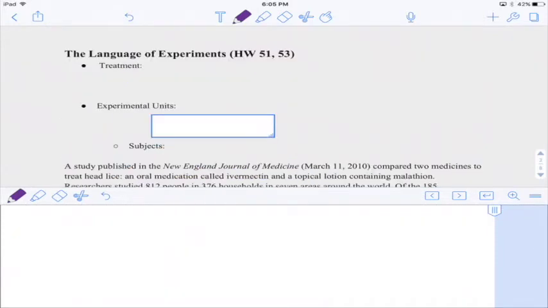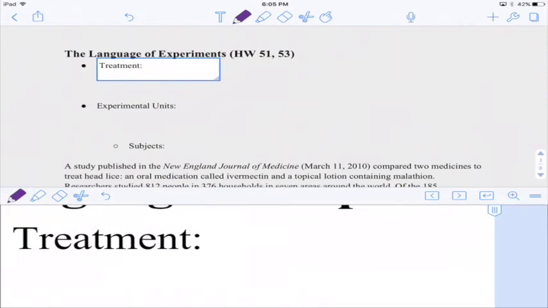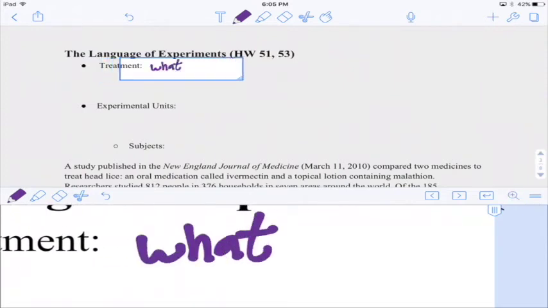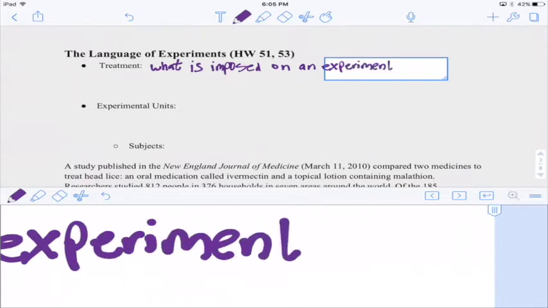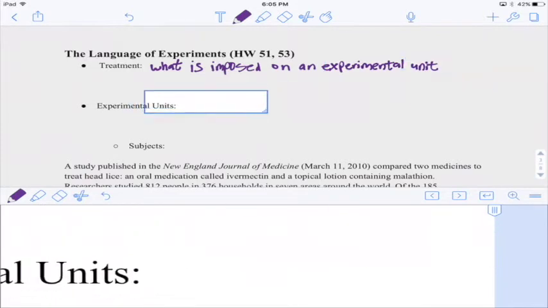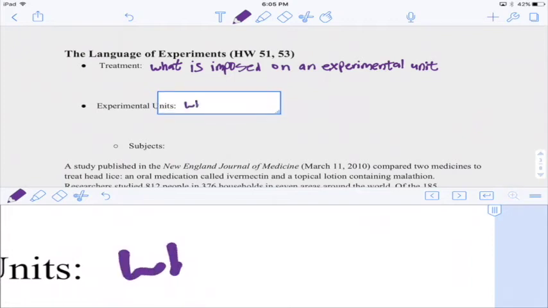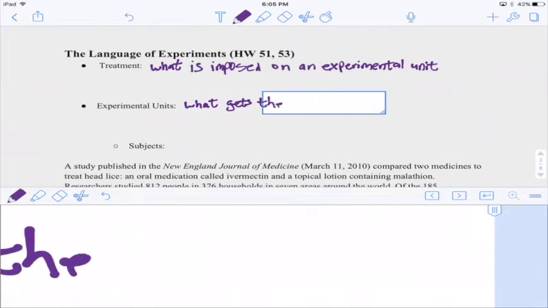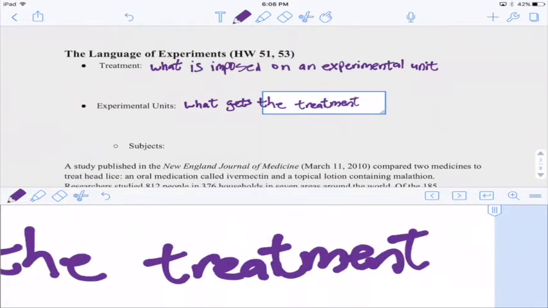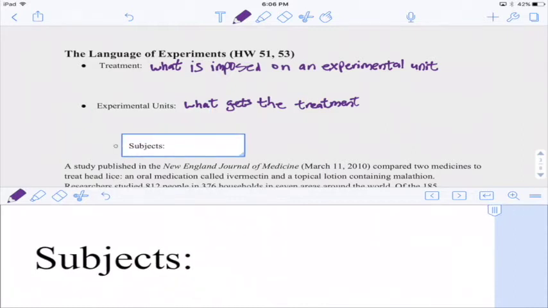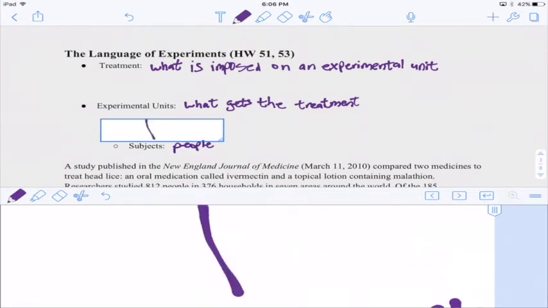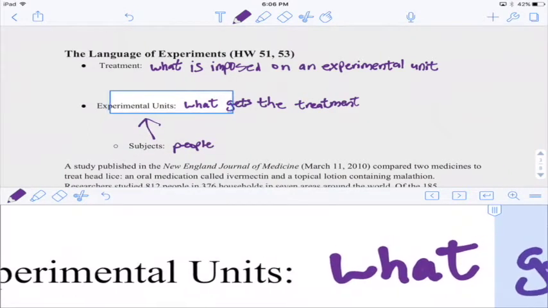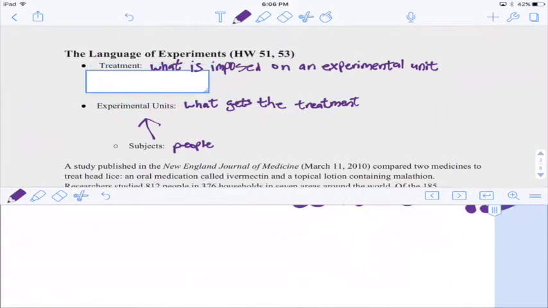So now we have the language of experiments. We have treatments. A treatment is what's imposed on an experimental unit. An experimental unit is what gets the treatment. A subject is an experimental unit. When we're talking about people as experimental units, we call them subjects. But other things, maybe Coke cans or anything that gets a treatment, is an experimental unit.